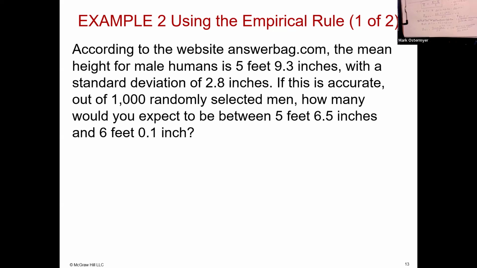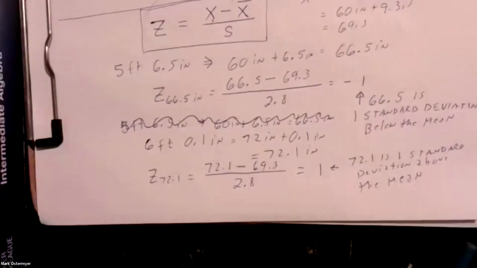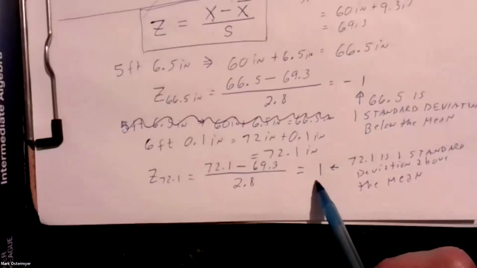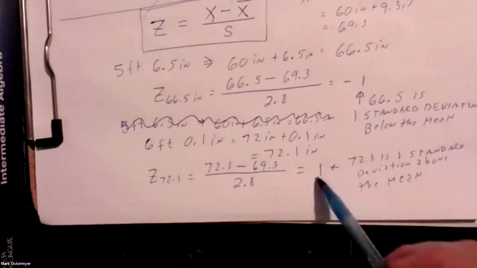So they want to know how many of these 1,000 randomly selected male humans have a height between 5 feet, 6.5 inches and 6 feet, 1/10 of an inch. Well, ladies and gentlemen, we need to understand that 5 feet, 6.5 inches and 6 feet and 1/10 of an inch actually lies between -1 and 1 standard deviation above the mean.